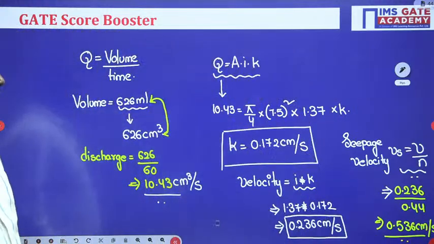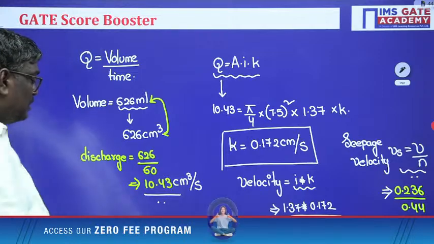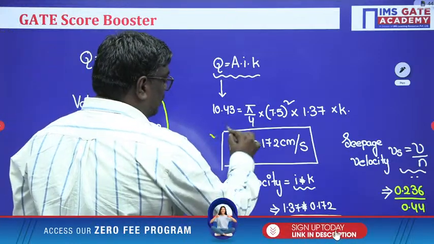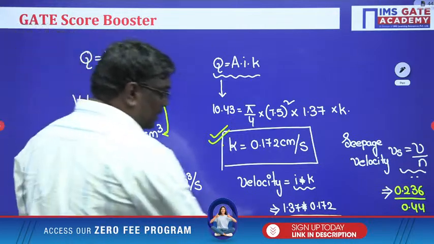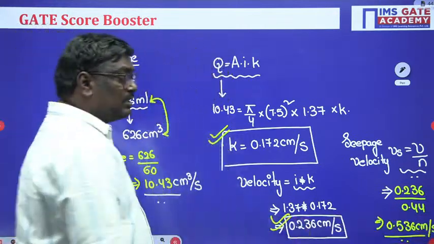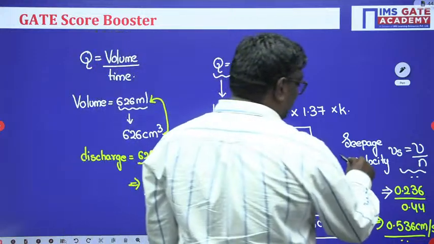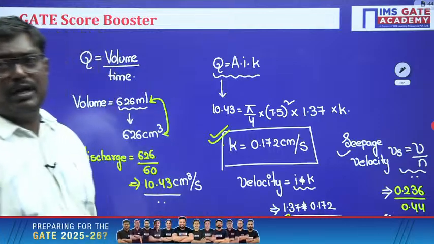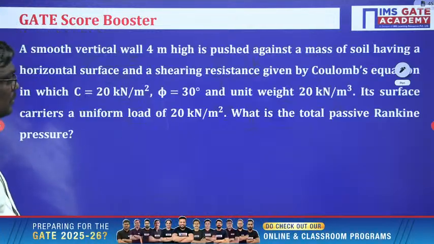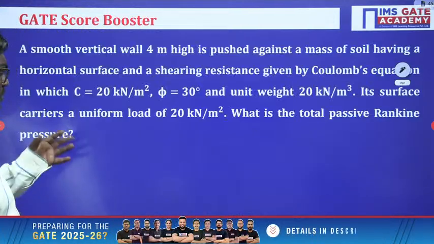It can be asked in an NIT question, my dear students. So here, if they ask you the coefficient of permeability, it is 0.12. Velocity they asked, 0.236, and finally they have asked you seepage velocity, which is 0.536. I hope you are clear with this problem. Very good. Now solve this question, students.